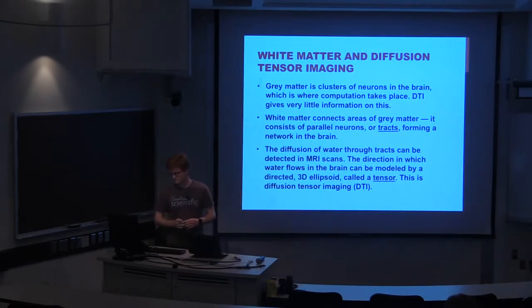Okay, and the way that it ends up modeling these things is through a number of what are called tensors. I've drawn an example of a tensor on this whiteboard. I don't know if it's the best drawn one in the world, but essentially a tensor is a kind of 3D ellipsoid, which can indicate a particular direction in which a white matter tract is pointing.